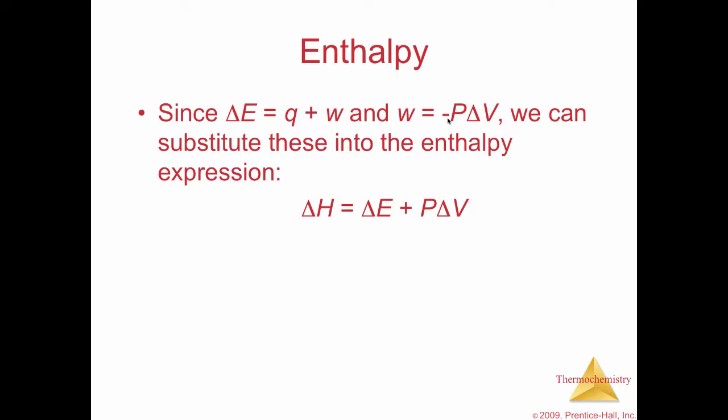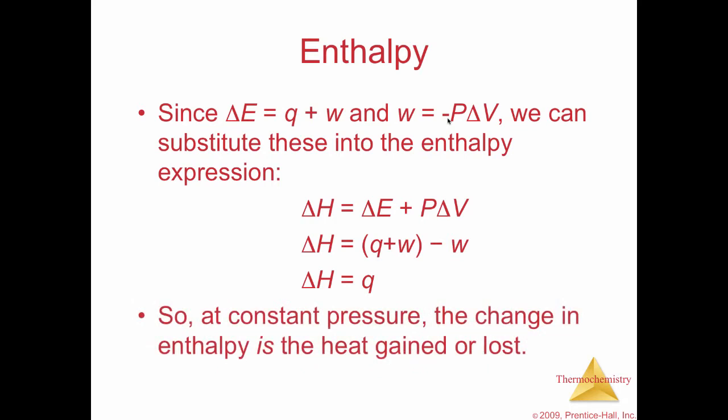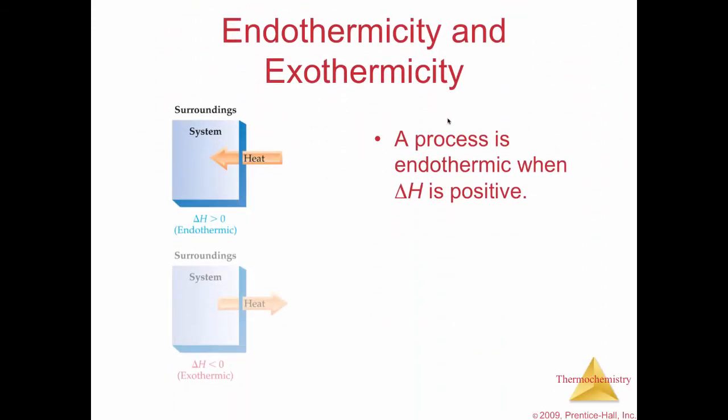Since delta E equals heat plus work, and work equals negative P delta V, we can substitute these into the enthalpy expression. Therefore, delta H is equal to Q plus W minus W, or just Q. So at constant pressure, the change in enthalpy is the heat gained or lost.